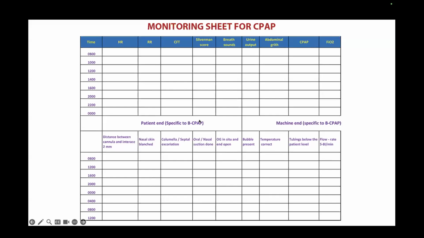So good monitoring is also important. You need to monitor the heart rate, respiratory rate, capillary refill time, breath sounds, and abdominal girth. At the patient interface, maintain the distance between the cannula and interface. Ensure that there's no blanching of the skin. Ensure that the columella is intact, there is no septal excoriation, and nasal secretions have been cleaned.